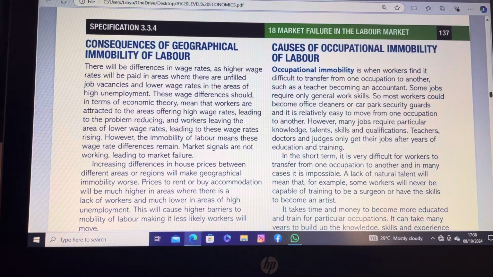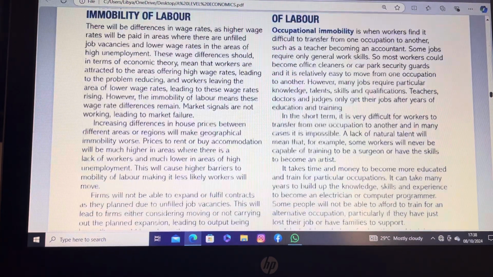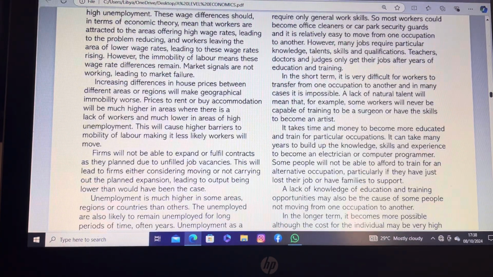So if you don't have natural talent, it will be difficult for you to adapt as a worker to the new job. Then they said it also takes time and money because it will require more education on that particular occupation which you are entering. For example, if you are leaving the teaching field to become a medical doctor, you will need enough money and enough time to train to become a medical doctor. So it can be very difficult at that time.